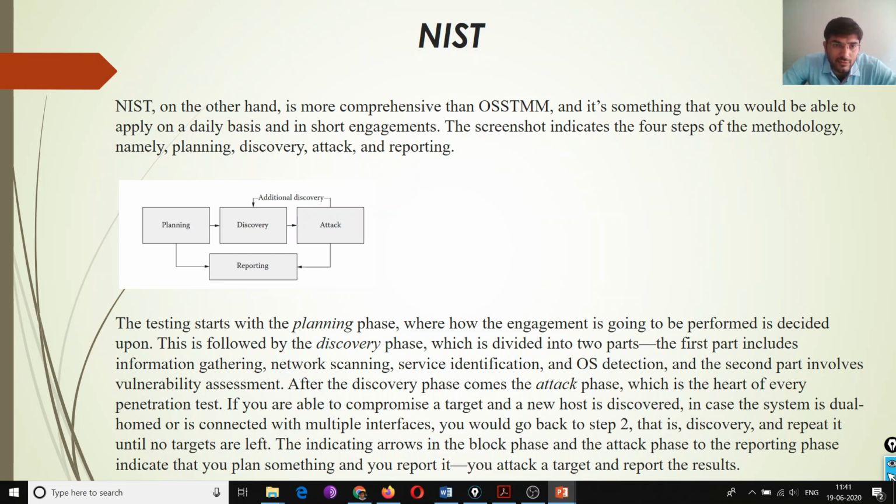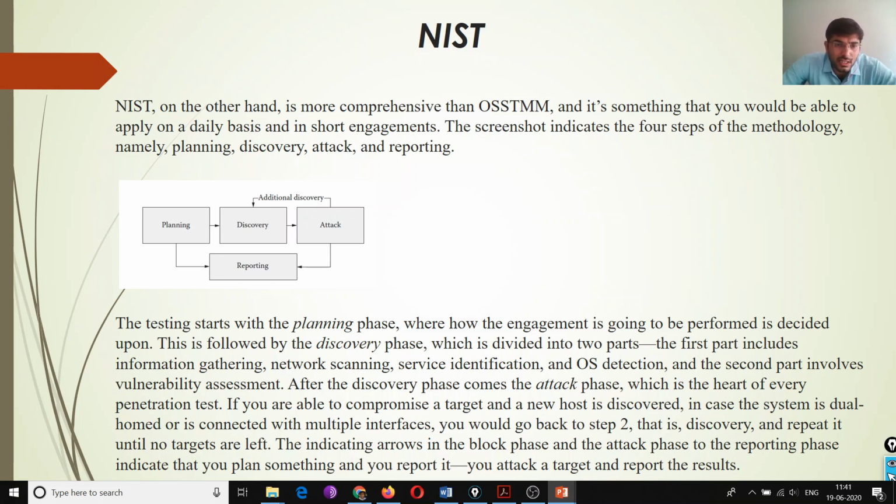We will gather the information about that particular source, right? Then we will try to scan the networks, then we will find vulnerabilities associated with the networks, like whether some ports are open or not, what services they are running, and what OS they are having. Then we will try to find some additional discovery. Then according to the discovery, if there are vulnerabilities, we will try to exploit them. Then we will prepare a report. So this is the whole diagram of NIST.